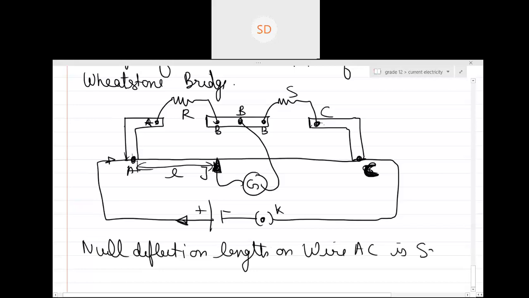Say L, basically AJ is equal to L. Okay? Yes or no? So first, null deflection is where the galvanometer doesn't deflect, it gives zero reading. Null deflection of galvanometer means zero deflection of galvanometer.